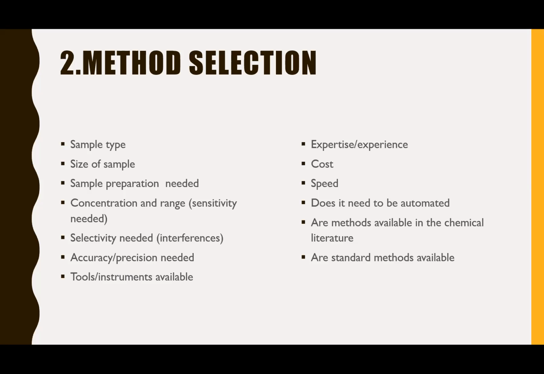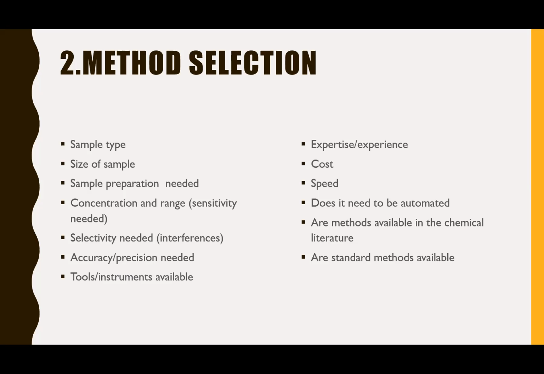And then sample preparation needed, concentration and a range of detection, which we call also sensitivity, and then accuracy, precision, what are the tools or instruments that are available, and then expertise, who wants to carry out the analysis, the cost. Okay, this is how you select the methods. You look at the factors which help you to decide which method to use.